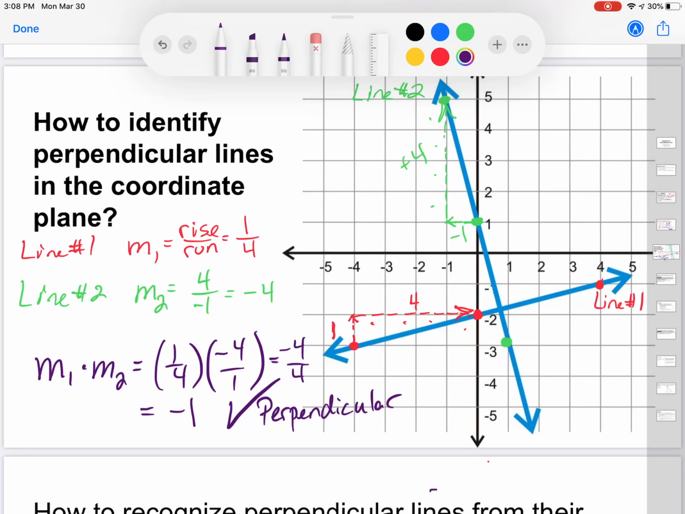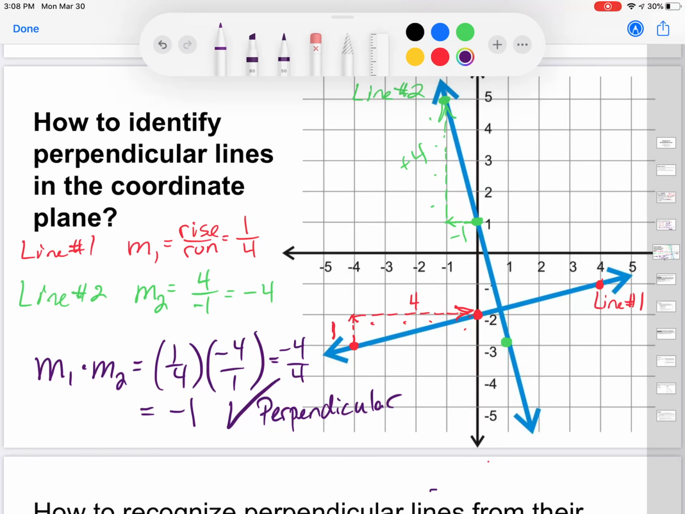So all you have to do is find the slope of the line, okay? And then you can write the slope for the first line, write the slope for the second line, then take the product of the two, and if you get a negative 1, then those are indeed perpendicular lines.